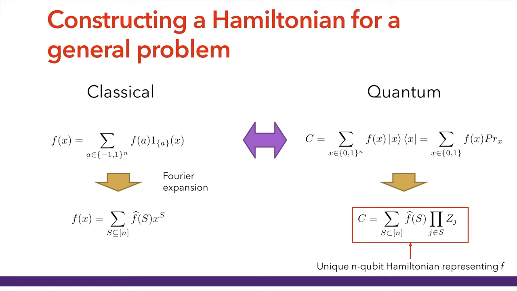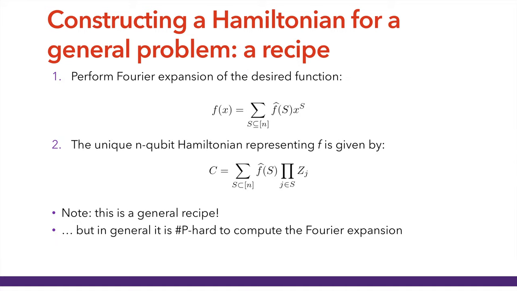So the recipe for constructing this unique n-qubit Hamiltonian faithfully representing function f is: we first perform the Fourier expansion of the desired function, and then we plug those coefficients into this formula, so each coefficient is multiplied by the corresponding product of Pauli Z's. This is a general recipe, and this is why it is always possible to construct this unique n-qubit Hamiltonian. Now, this is not a very practical recipe, perhaps, because for a general Boolean function it is #P-hard to compute the Fourier expansion.